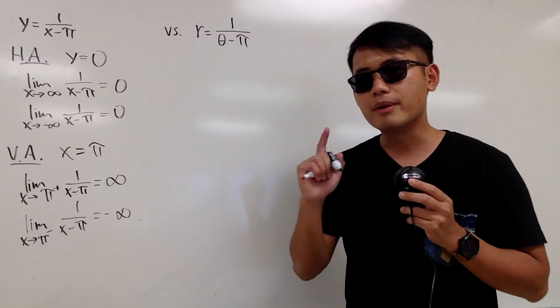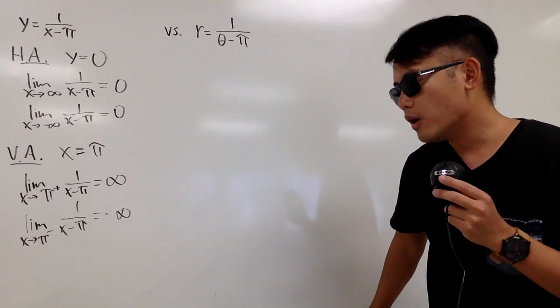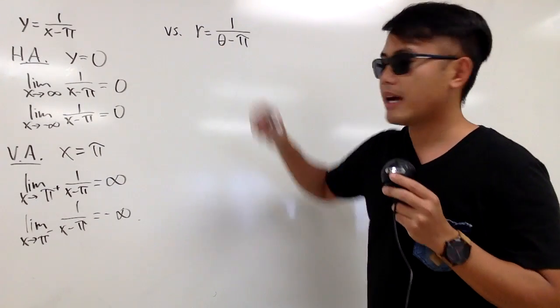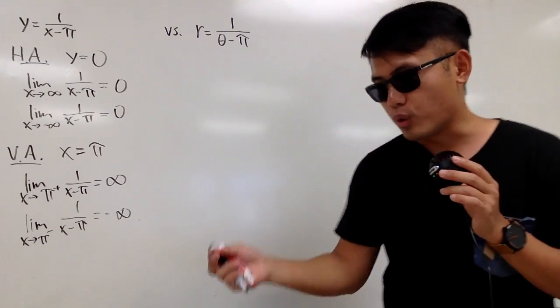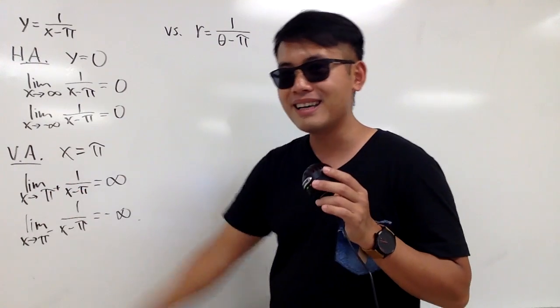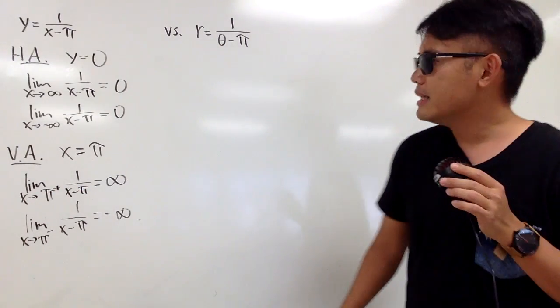Now let's talk about the polar situation. This one right here. Well, it's not so easy anymore because remember, theta right here is the angle, and r right here represents the distance from the origin to the point. And in order for us to talk about the horizontal or the vertical asymptotes, we must be talking about the x or the y values, right?